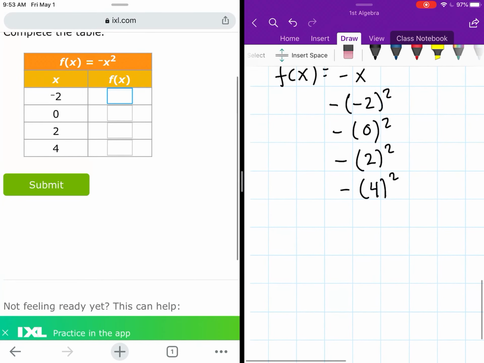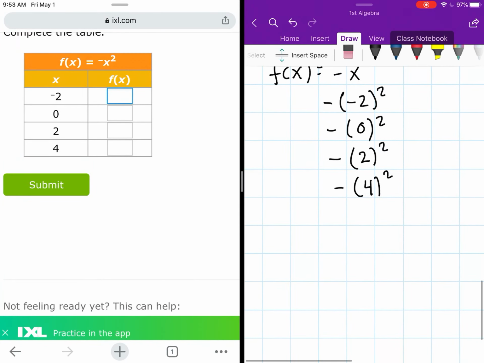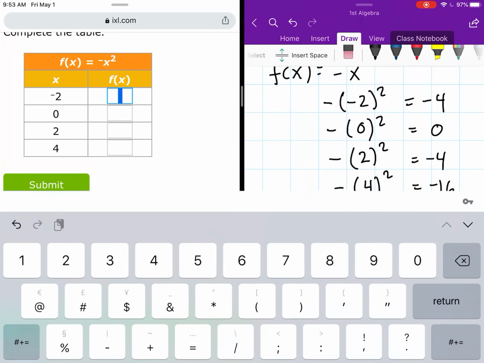Okay, so I'm not going to type these into Mathway. Just going to go ahead and solve them. So this is going to give you negative 4. This one's going to give you 0. This one's going to give you negative 4. And this one's going to give you negative 16.